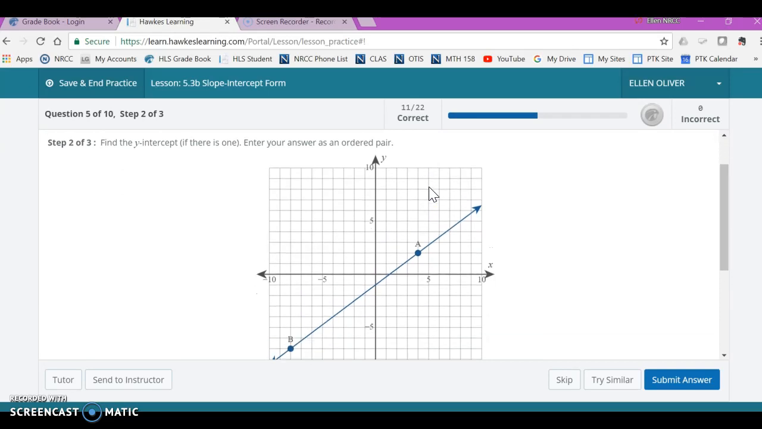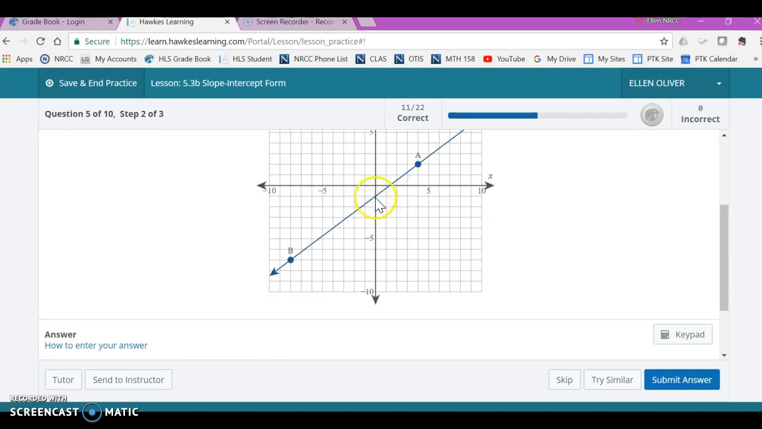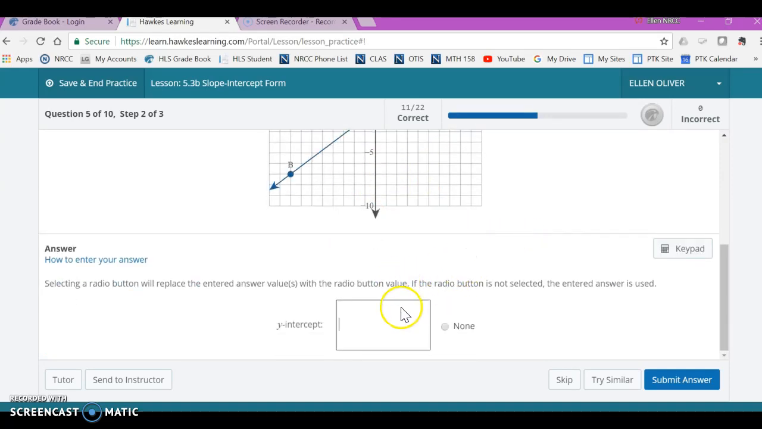Okay, find the y-intercept. Well, where does it cross the y-axis? At 0, -1. So they want it as a point. Y-intercept, I think, let's see. Maybe they want, let's type in -1 first. No, okay, they want it as an ordered pair. So 0, -1.